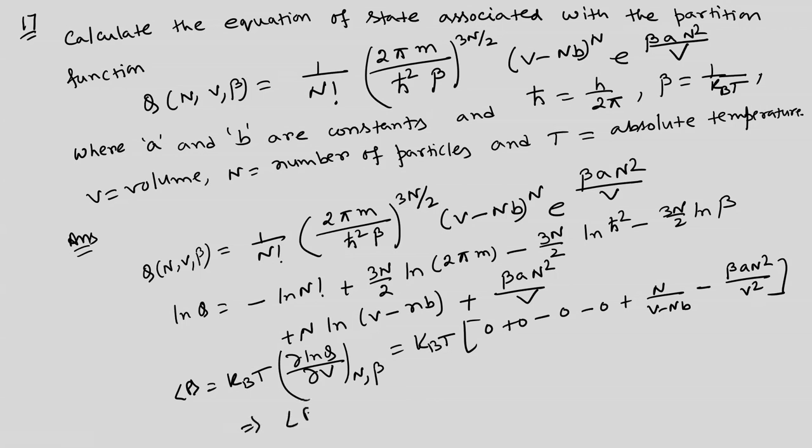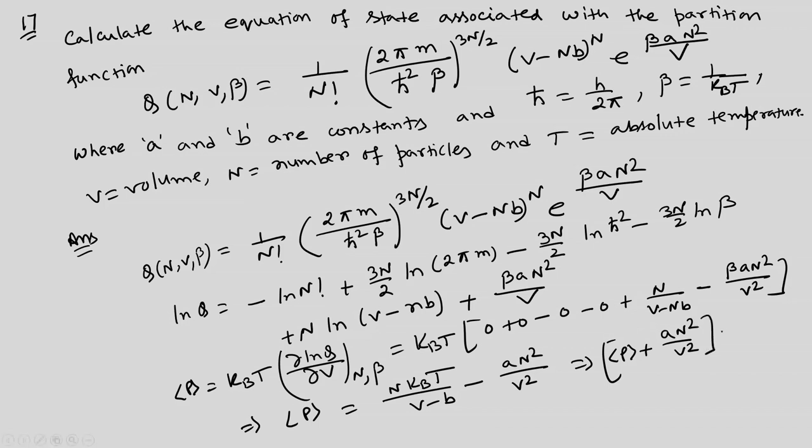So, we get the average pressure P is N k B T by (V minus N b) minus a N squared by V squared, or P plus a N squared by V squared, times (V minus N b), equals N k B T. So, at the end we get the van der Waals gas equation of state.